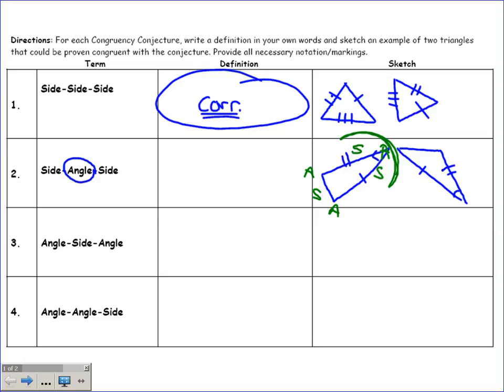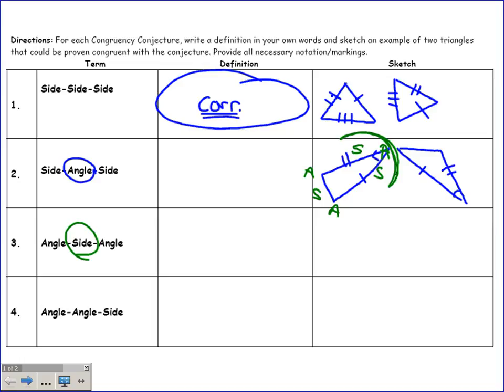Okay. What about angle, side, angle? Ooh, I got one for this one. Please. Remember that the side has to be in between. I'm afraid I did it wrong. Okay, I did number 5. Number 5 looks pretty good.